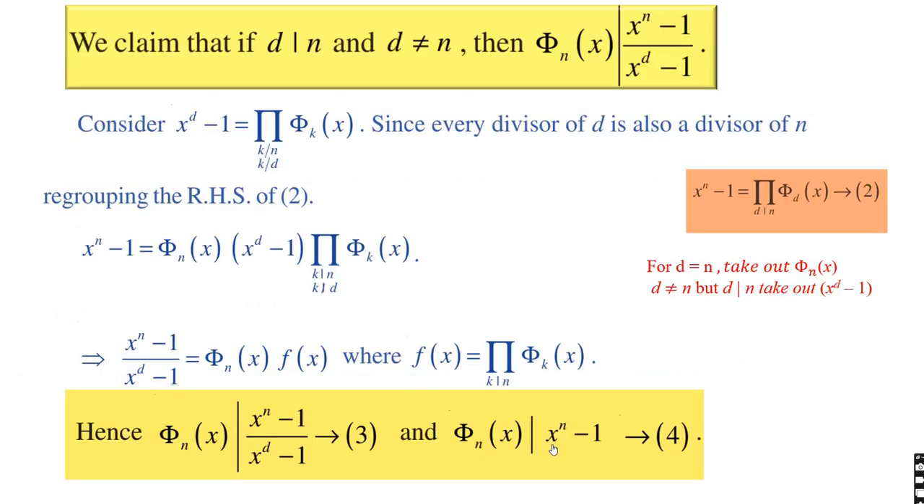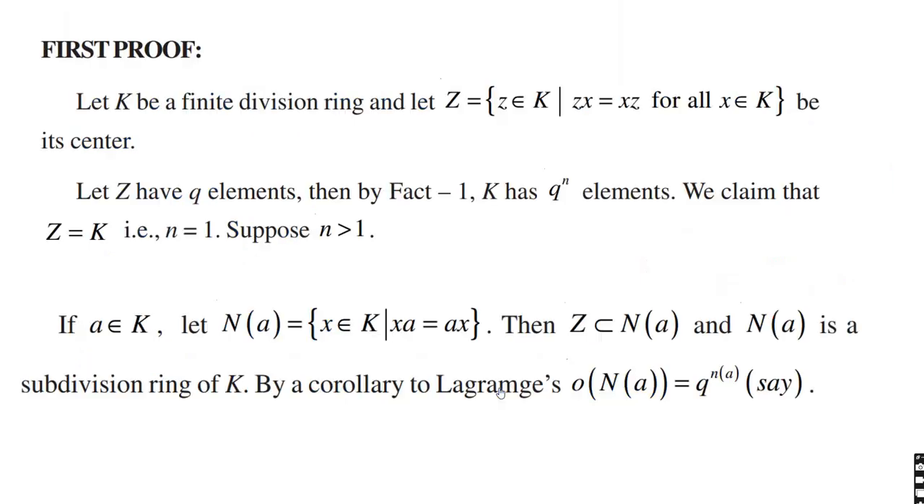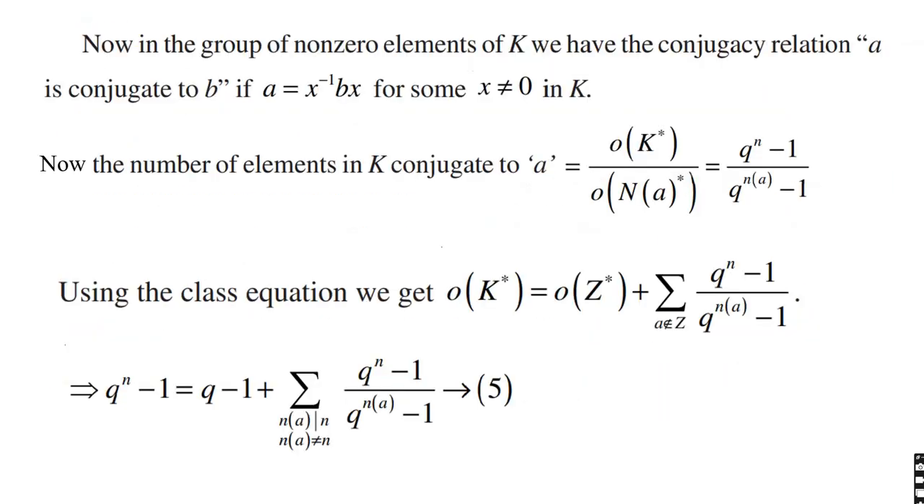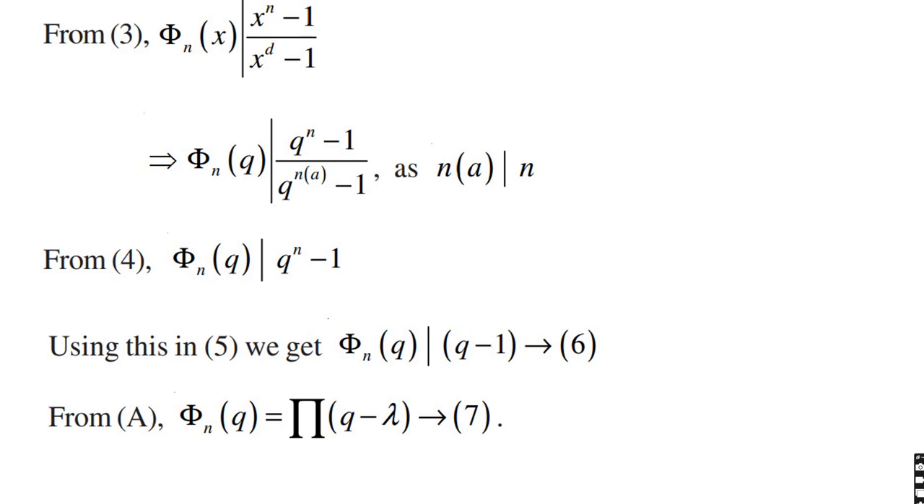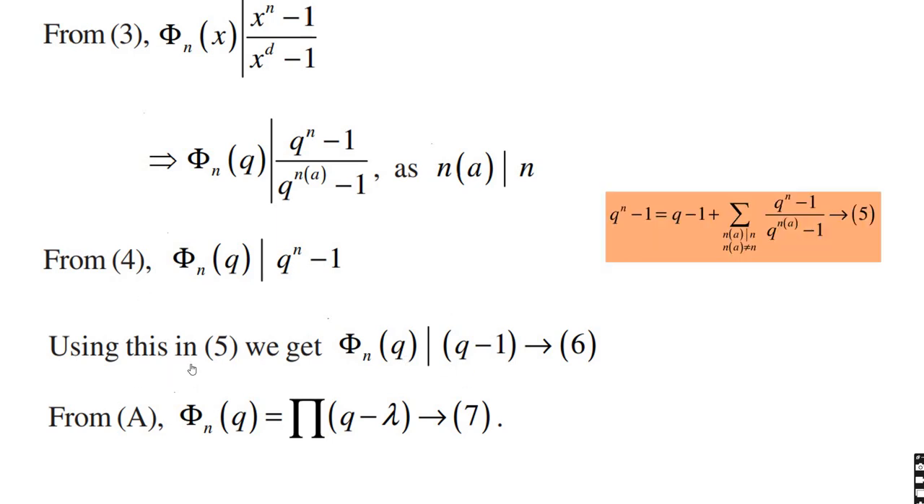Phi n of x divides x power n minus 1, so that is used here. So from 4 you have this, and using this in phi, this is what phi is. That is the class equation we had, so from that you have this. So using this in phi, we get phi n of q dividing q minus 1. Name that as 6.